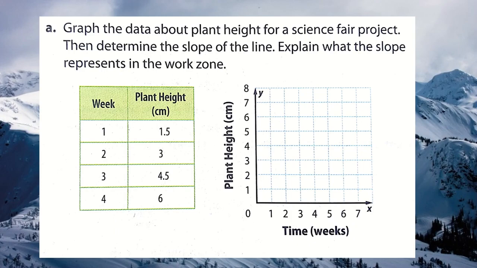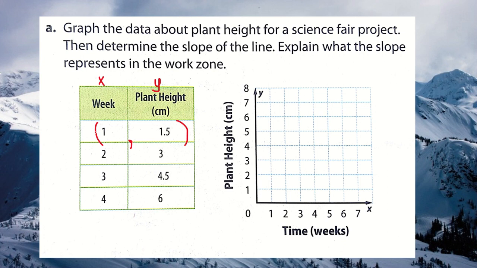Next example. Graph the data about plant height for a science fair project, then determine the slope of the line. Okay, so we were given a table like the ones that we saw yesterday. We need to take the points on this table and graph them right here and make a line in this graph. Let's do that. So the week is going to be the x variable or x-axis. The plant height, that is the dependent, will be the y. So you can actually just make the points by putting parentheses and comma.